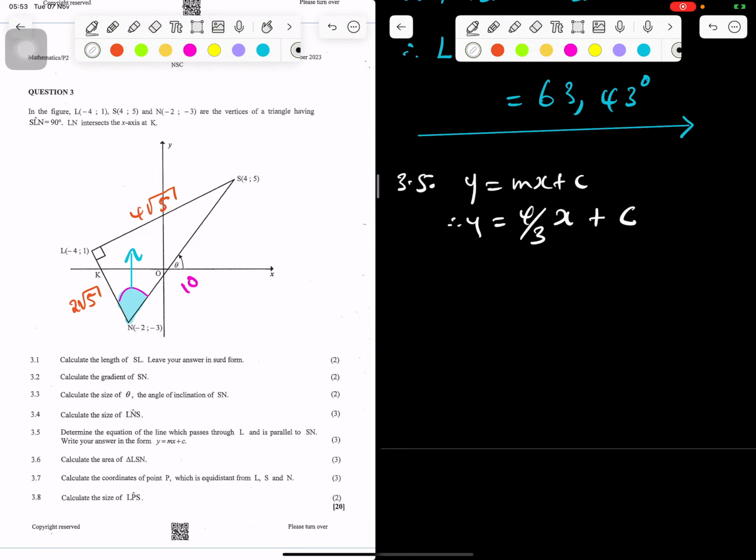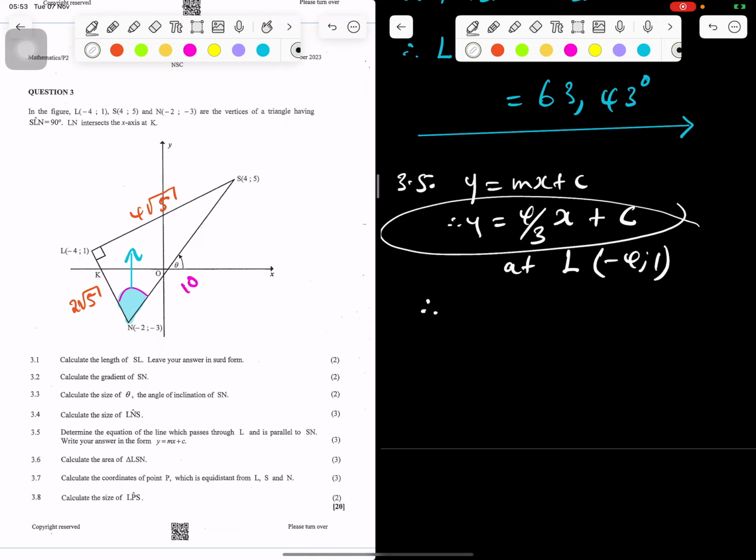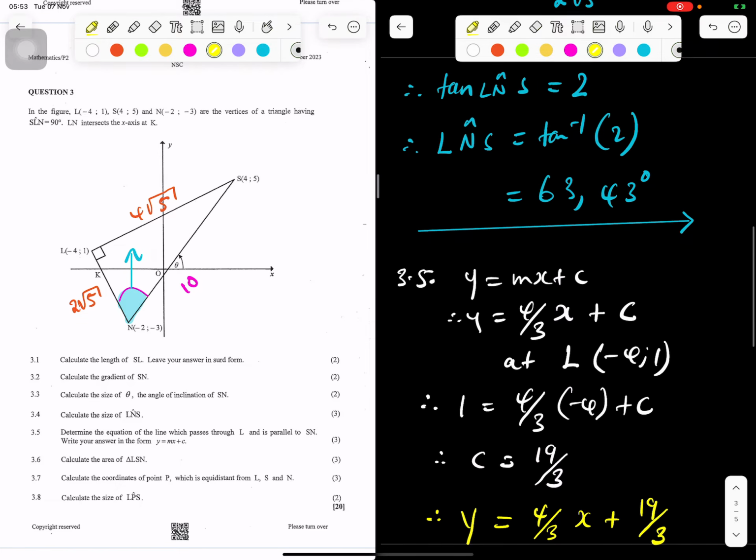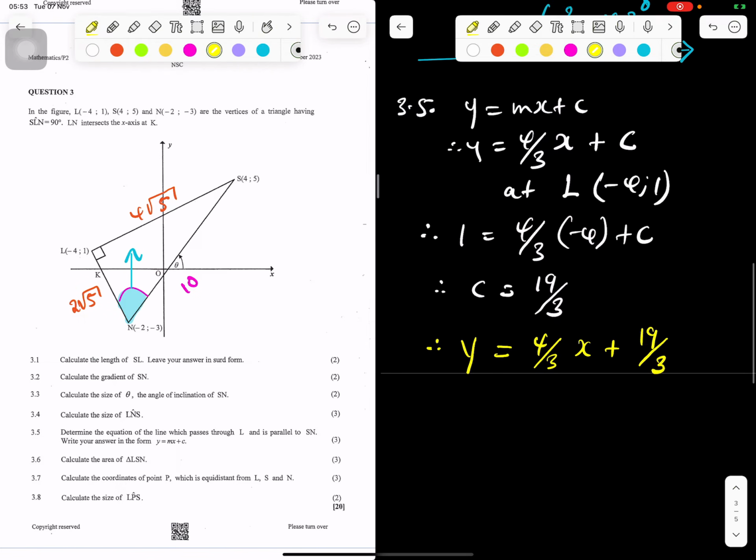So now I have to use point L. So I will say that the point L is -4 and 1. Therefore, you take that point and plug it here to get the value of c. So that is 1 is equal to 4/3 into -4 plus c. Therefore, c should boil down to 19/3. So therefore, the equation in the form of y equals mx plus c is 4/3x plus 19/3. That is how you will do that particular question. And it wasn't really bad. It was a straightforward question.